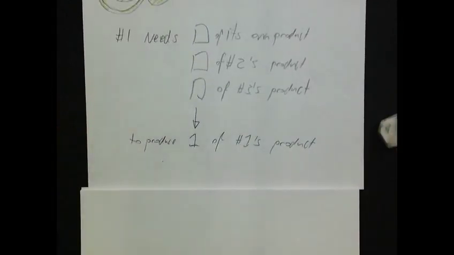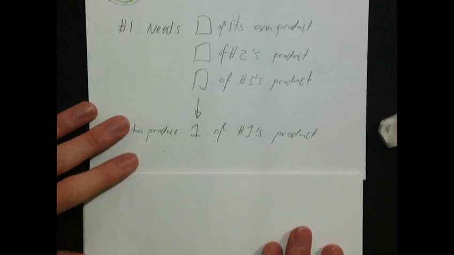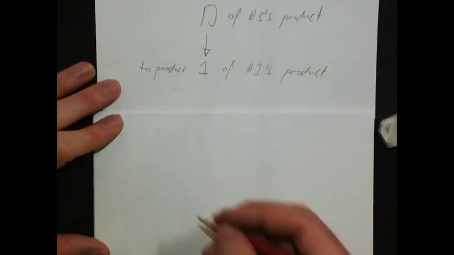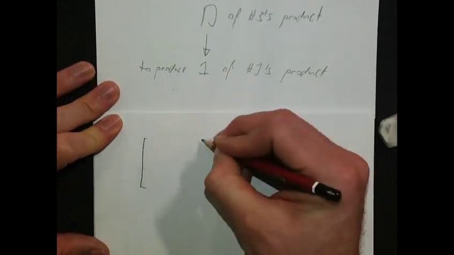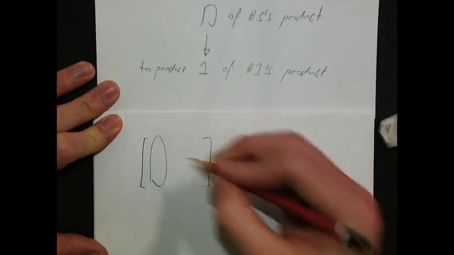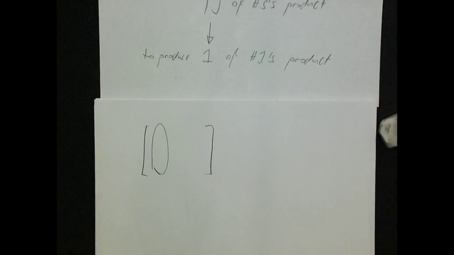Okay? But what this doesn't do is record the amount of leftover stuff. So what we're saying is that this is the amount I need to produce one of number one's product.